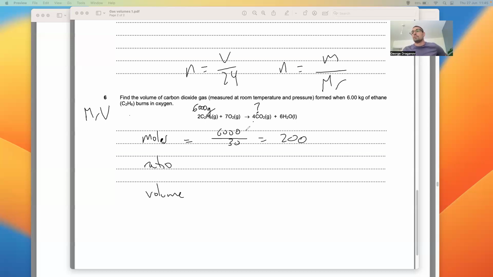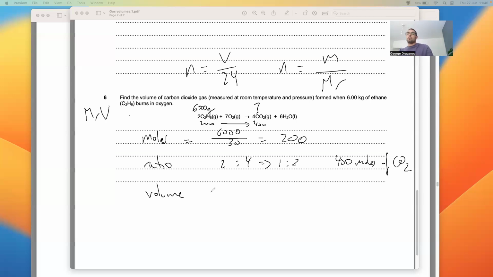2 to 4, which is the same as 1 to 2. So 200 has to be doubled to get the moles of CO2. So once again, we know this one is 200. So this one must be 400 because 2 times 2 is 4. So 200 times 2 is 400.